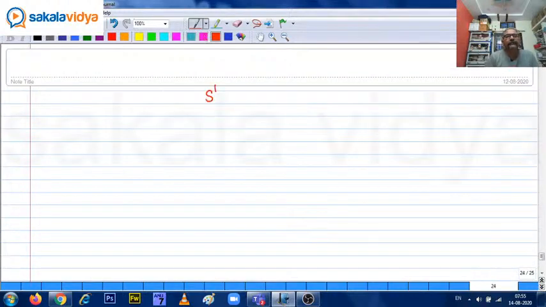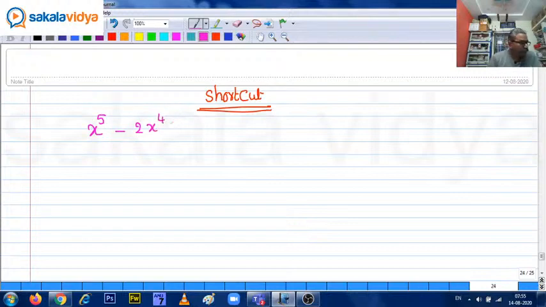See the shortcut. First, write down the given equation. What is the given equation? Given equation is x to the power of 5 minus 2x to the power of 4 plus 3x cube minus 2x square plus 4x plus 3 equals 0. This is f of x.